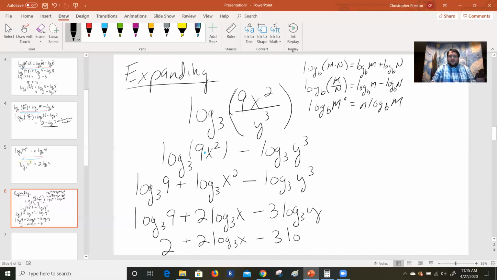And now I have things expanded out as far as I can and simplified if possible. So that's expanding. It's not always going to be this complicated. Sometimes it'll be more complicated. You just kind of have to look at the problem and try to use those properties.